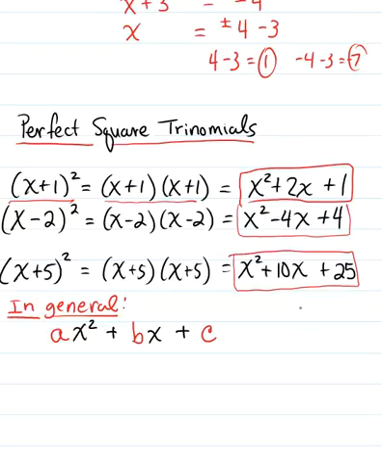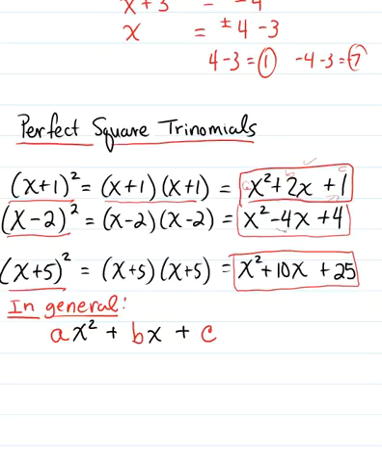Can you recognize all of those as ones that will factor into perfect squares? Well, if you notice, if we call the coefficient on the x squared term a, the coefficient on the x to the first b, and the constant term c, what you'll notice is if you take half of the b term, so in the first case, half of 2 is 1, and square it, we get the c term.